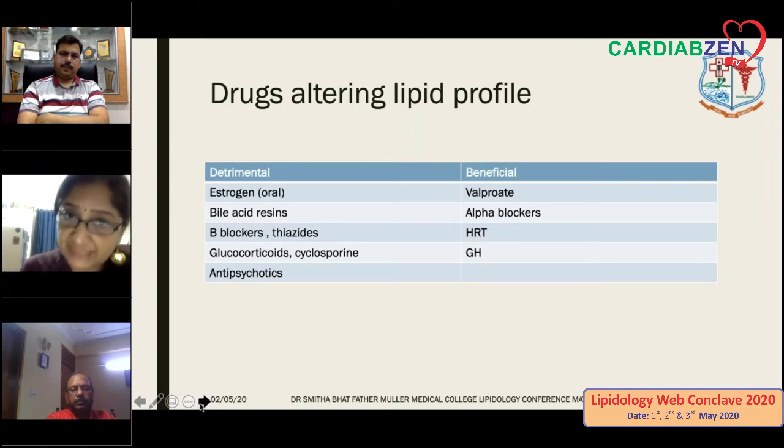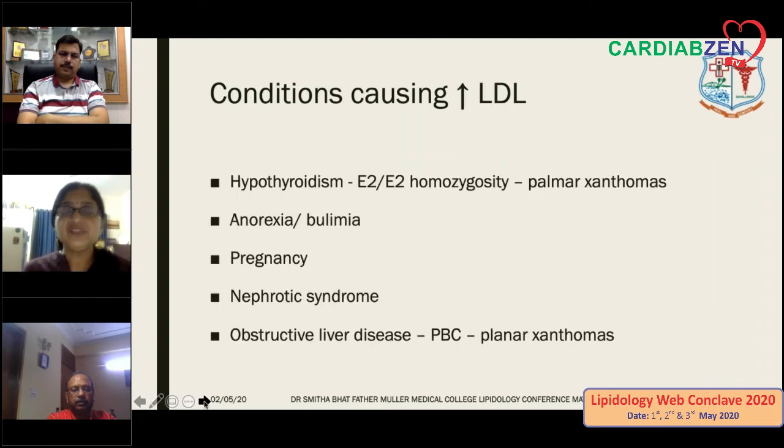So we talked about diet, we talked about drugs. Now, let's talk about diseases and metabolic conditions which specifically increase the LDL cholesterol, which are, in other words, secondary causes of increased LDL cholesterol. I'd like to emphasize hypothyroidism.